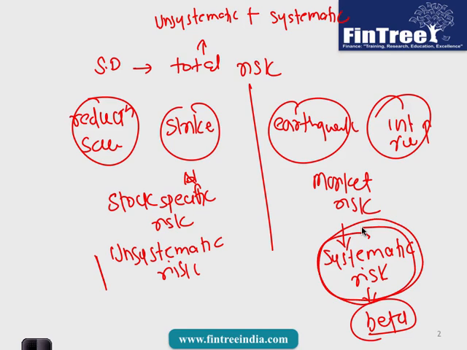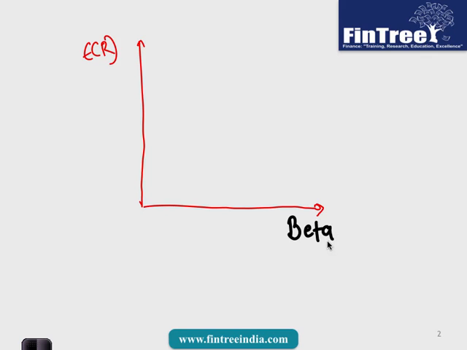Is it done? Now, assuming that you're done, we are going to have one more line this time, which will again have expected return on the y-axis, but instead of standard deviation, now on the x-axis we are going to have beta of the stock, and the line is going to be again a straight line, but this time the line would be called the security market line.